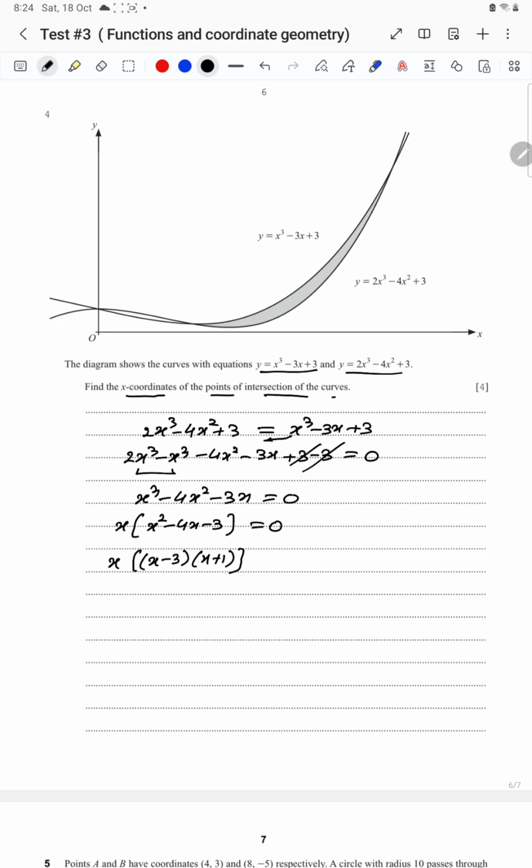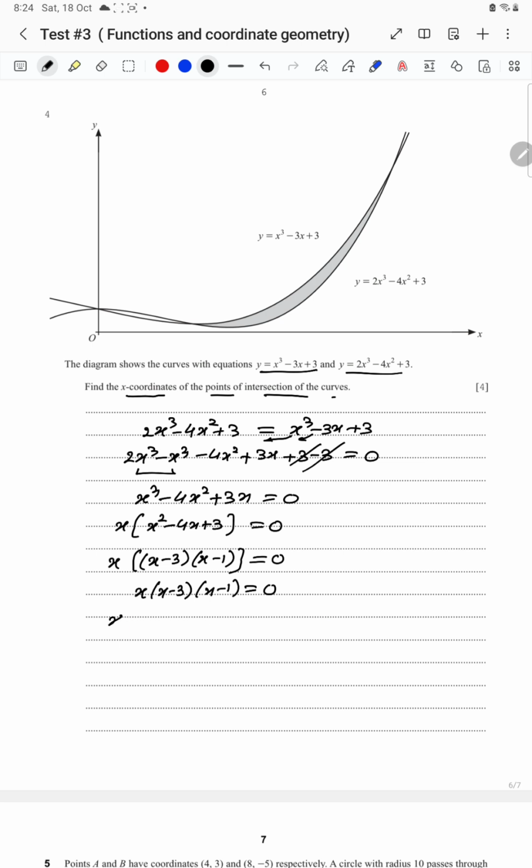Let me check. This is minus 3, which comes here and becomes plus 3. So it will be plus 3. Sorry, yes, I hope now you got it. So x minus 3 and x minus 1 will be the factors of this, and this is 0. So we have factorized the terms, so it will be this.